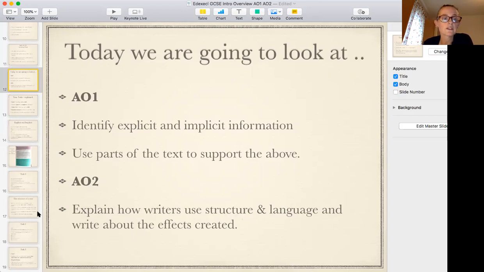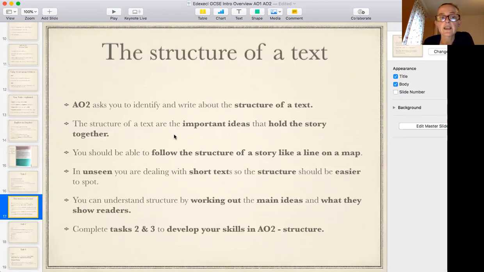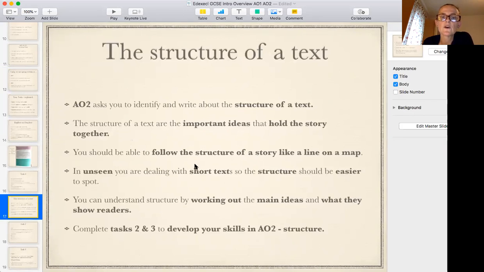Okay, so what is structure? Well, the structure of the text are the important ideas that hold the story together. Now, you should be able to follow the structure of a story like a line on a map. In a book, it's a bit more complicated. You're dealing with a lot more ideas, but you're doing unseen short text in the exam, so the structure should be easier to spot because it's over a page or so.